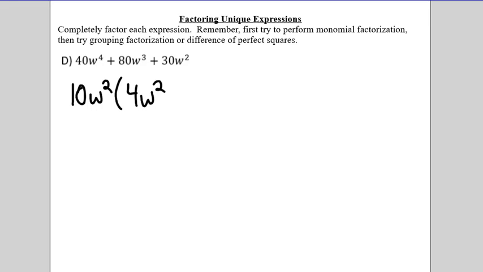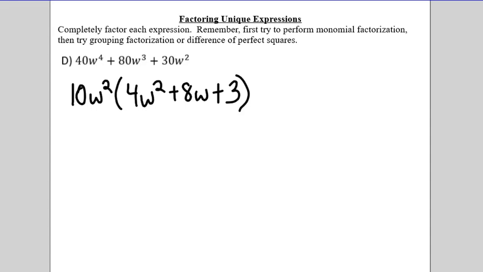80w cubed divided by 10w squared, well, 80 divided by 10 is 8. w cubed divided by w squared is w. And then the last term, when I factor, 30 divided by 10 is 3. w squared divided by w squared is 1. So now I'm back to group factoring.